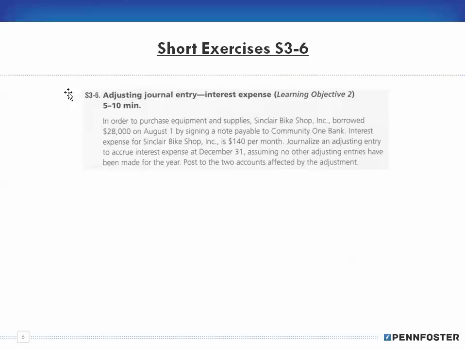For 3-6, it says, in order to purchase equipment and supplies, Sinclair Bike Shop borrowed $28,000 on August 1st by signing a note payable to Community One Bank. Interest expense for the Sinclair Bike Shop is $140 per month. Journalize an adjusting entry to accrue interest expense at December 31st, assuming no other adjusting entries have been made for the year. Post the two accounts affected by the adjustment. Okay, all right.